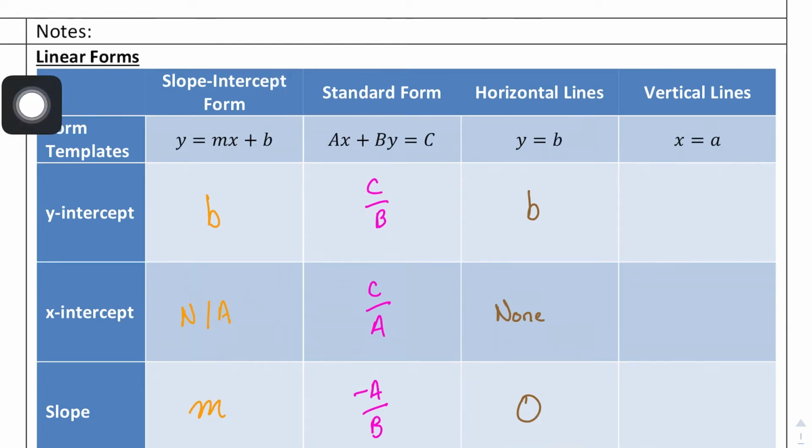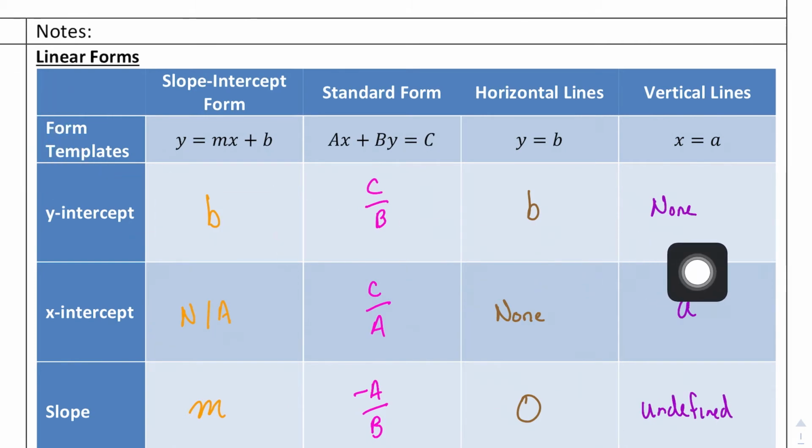For vertical lines, remember there is no y-intercept unless, of course, it is the y-axis. The x-intercept is a, and then the slope here is undefined because we essentially have no horizontal movement. The slope, remember, is a rate of change. Dividing by 0 is weird, so it gets funky stuff.